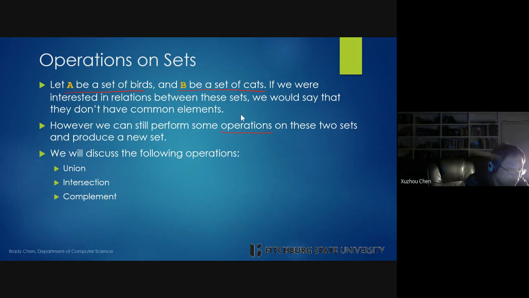Okay. So suppose we have an A and we have a B, two sets. Then we can perform a couple of operations. The first operation is called a union. Okay. And the second operation is called intersection. And then the complement. Okay. Let's take a look at each of the operations. Now, what is a union?